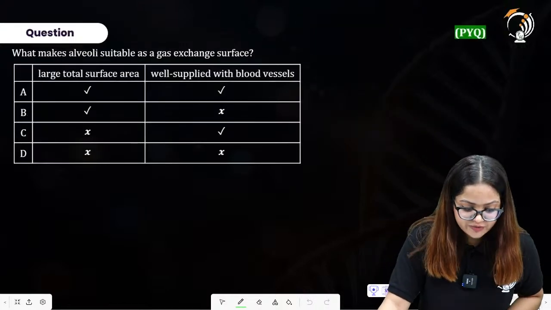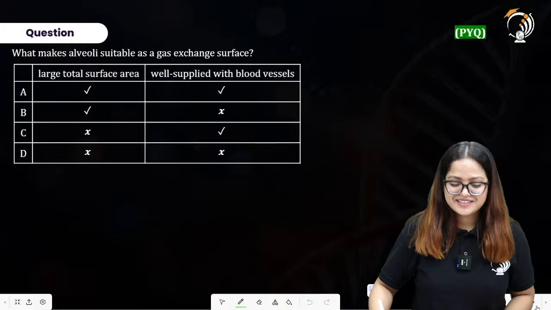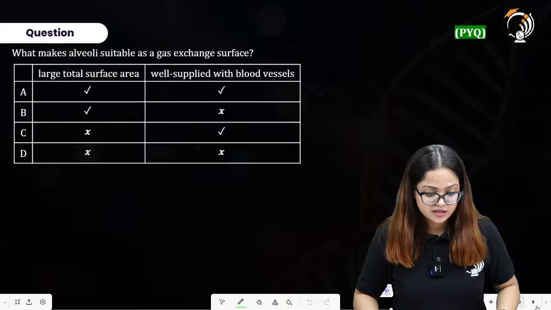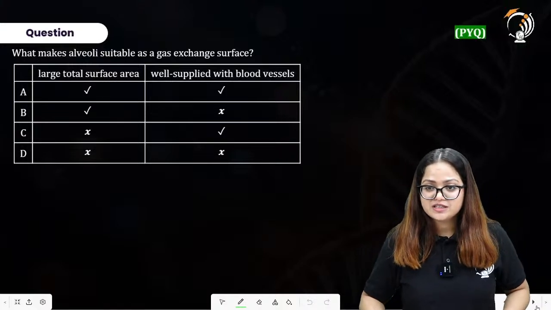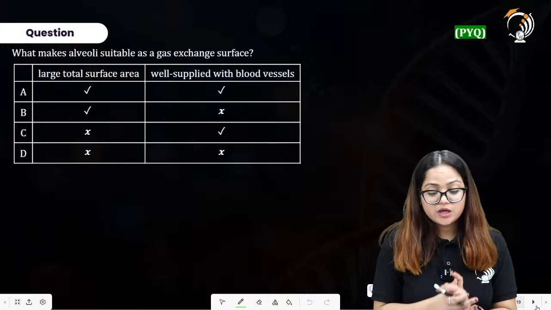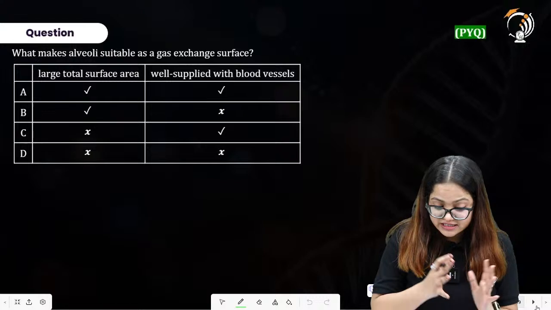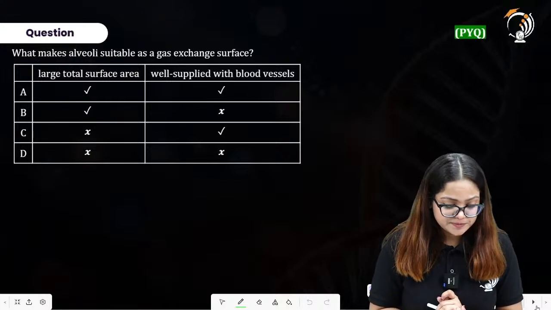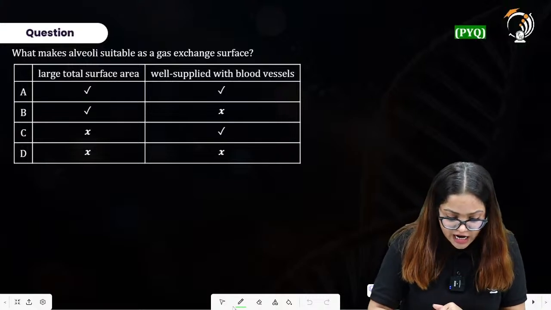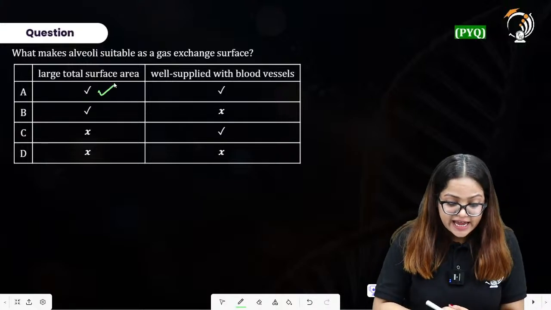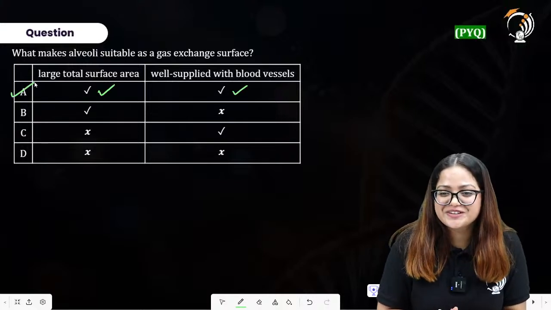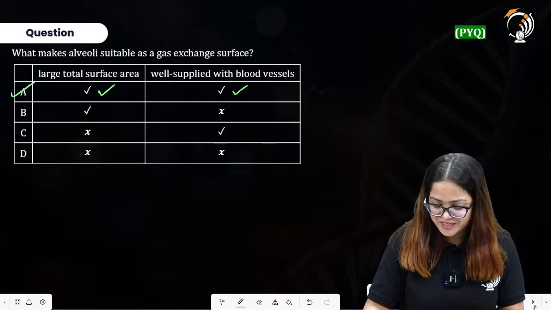Moving further. Alright, we have another question. Try to answer this as well. What makes alveoli suitable as a gas exchange surface? Whether a large total surface area is required, whether it is well supplied with blood vessels, are these conditions also required of the alveoli? Large total surface area will be required, yes, and well supplied with blood vessels, yes. This is also true. So Joshita has continuously given correct answers for these questions.